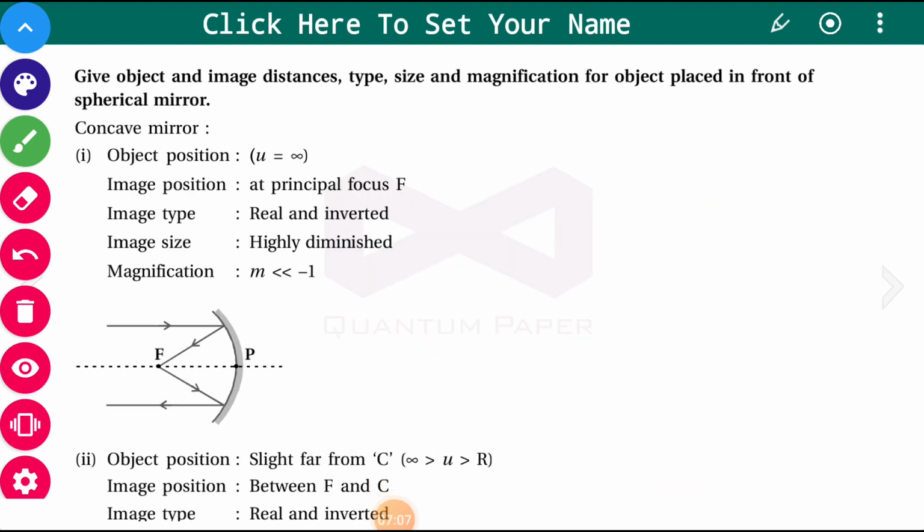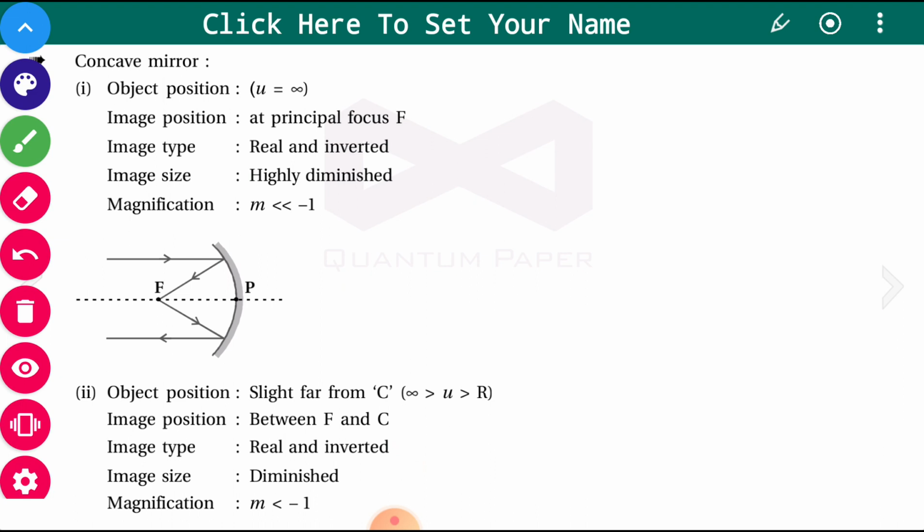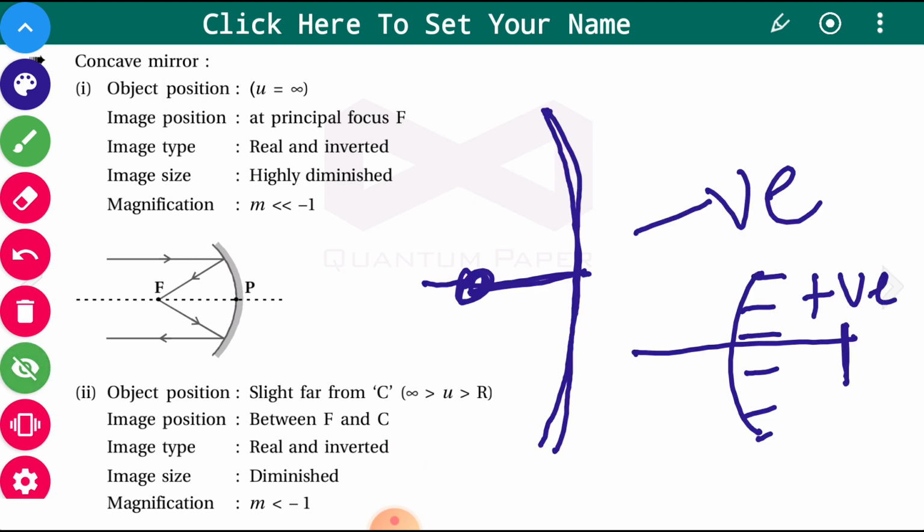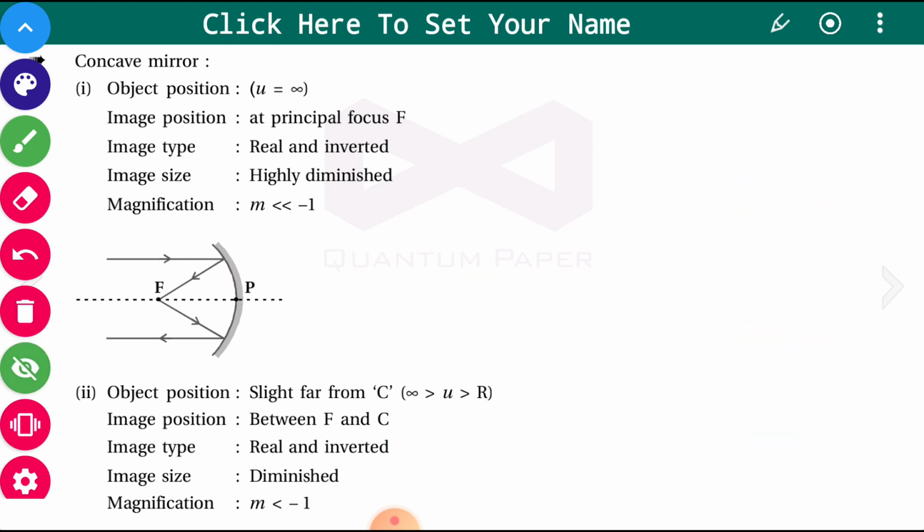Another thing is that whenever you have a spherical mirror, say for example a concave mirror, and the object is kept at infinity. These are all rules you have studied in 10th standard, it is just a revision. When the object is at infinity, all these parallel rays after reflection will pass through the focus, so its image will be formed at focus. This image will be real, inverted and highly diminished, and its magnification is very small.